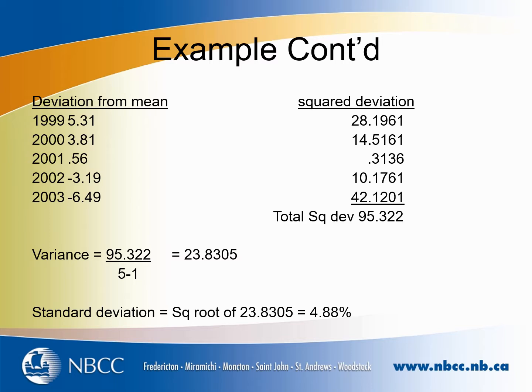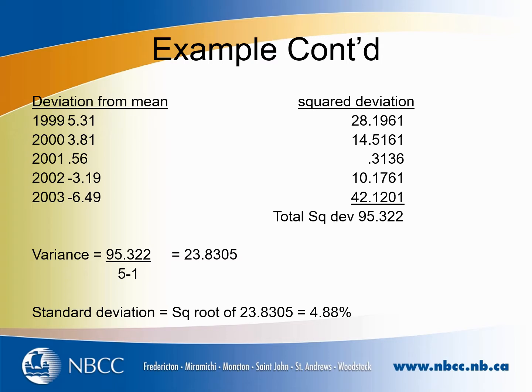So in 1999, we had a rate of return that was 5.31 different from our average return that we calculated on the previous slide. When we square that, we get 28.1961. We do the same thing for every year. So we take the rate of return that was received in that year minus our expected return that we just calculated. That gives us our deviation, and then we square it.